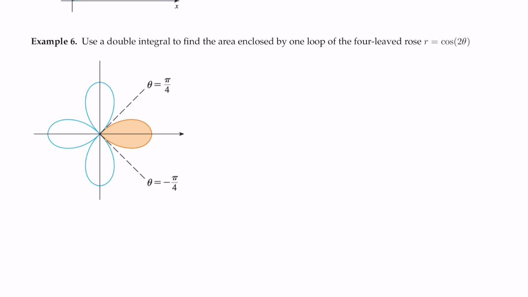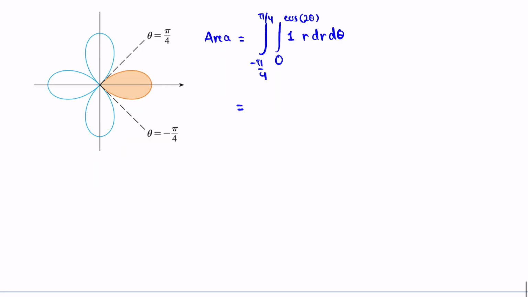Remember, this calculation is the area, so you don't need the function value in the double integral. This is equal to the double integral of 1 times r dr d theta, for r between 0 and cosine of 2 theta, and theta between negative pi over 4 and pi over 4. Now we're going to evaluate this double integral. The inner integral is evaluated as follows, and the outer integral is from negative pi over 4 to pi over 4.